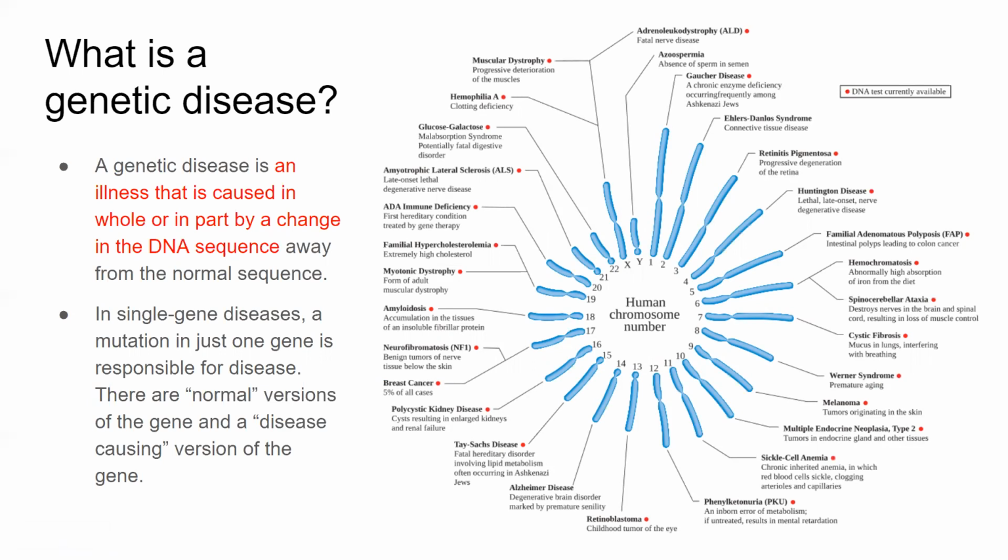What is a genetic disease? A disease caused by genetics. All right. An illness that is caused in whole or in part by a change in the DNA sequence. That's better.